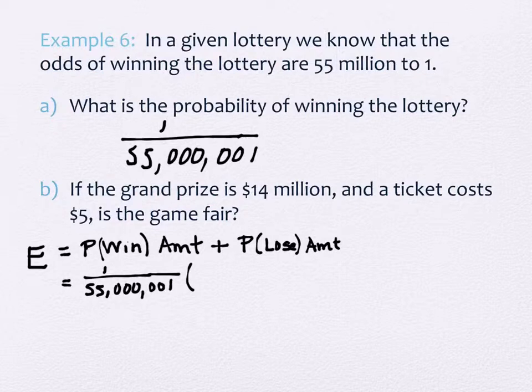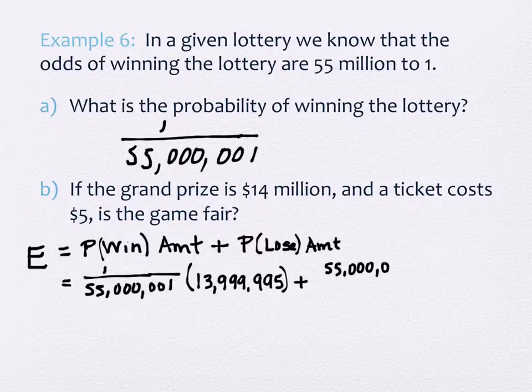I know you're probably thinking, so what? I mean, really? 14 million, 5? But it matters in terms of the calculation. So we have 13,999,995. Fabulous. What is the probability you lose? 55 million out of 55 million and 1. You're in good company if you lose, because pretty much everybody lost, right? And what is the amount? -5.